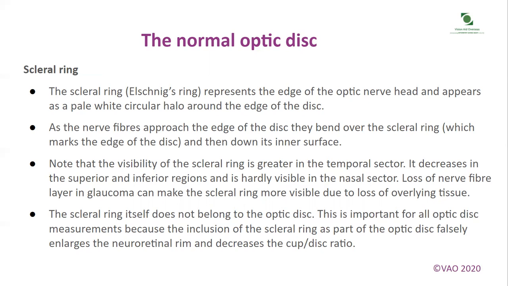The scleral ring itself does not belong to the optic disc. This is important for all optic disc measurements because the inclusion of the scleral ring as part of the optic disc falsely enlarges the neuroretinal rim and decreases the cup-to-disc ratio.